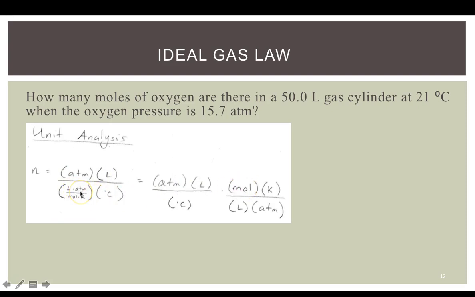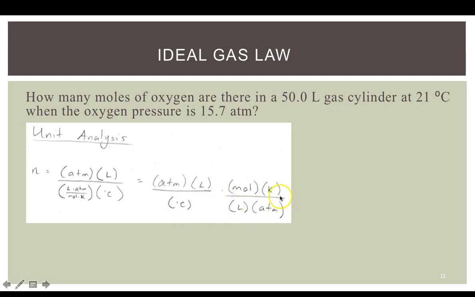So you notice liter atmospheres on the top of this fraction, the numerator, divided by moles Kelvin. We go over here, it flips: mole Kelvin on the top, liter atmospheres on the bottom. It's the same exact mathematical operation. Again, go prove it to yourself. Sometimes it's just good to get in the practice of it. But if we see here, atmospheres on the top, atmospheres on the bottom, they'll cancel, liter and liter.